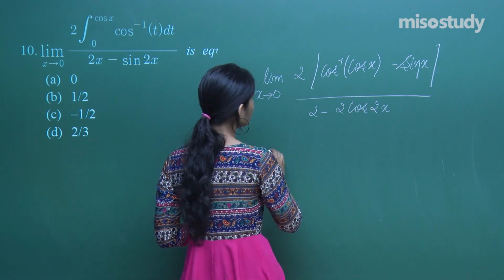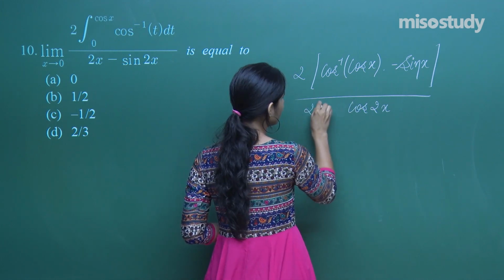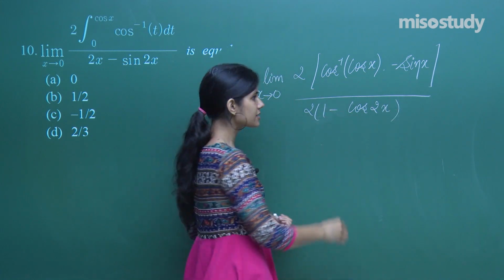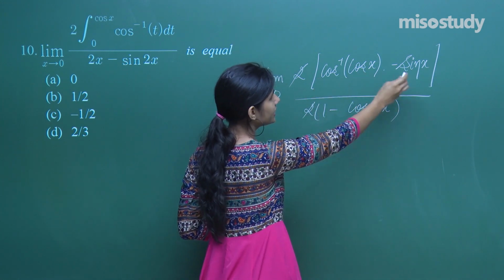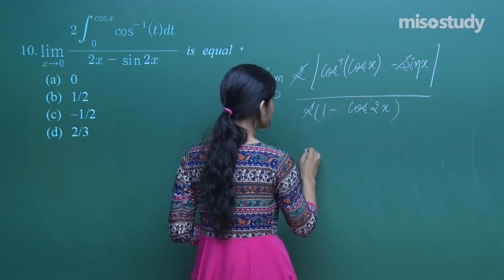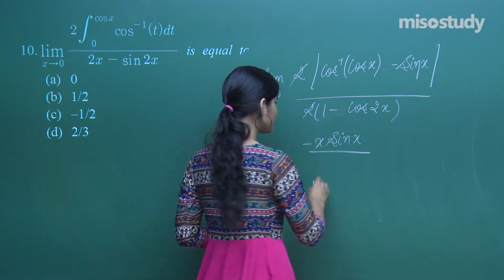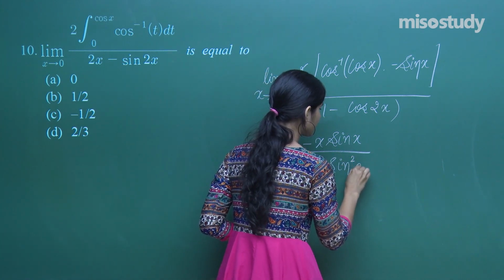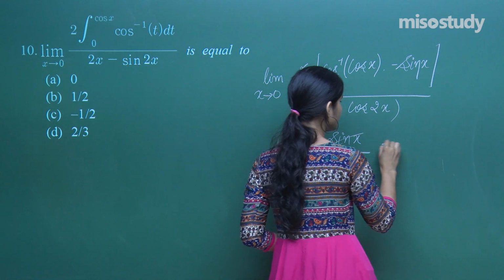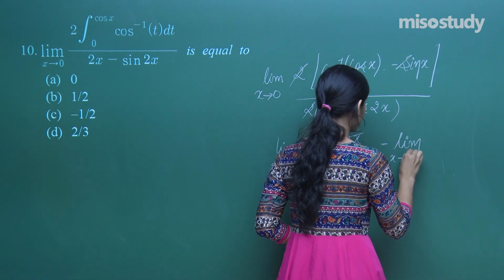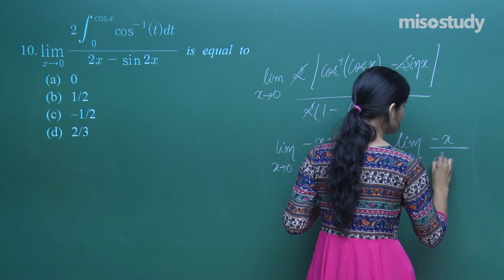Fine. Now you can see from the numerator and denominator 2 can be cancelled, because I can write this as 2 common, 1 minus cos 2x. This 2 gets cancelled out. What you get over here is x into minus sin x, because cos inverse of cos x is x. So minus x sin x upon 1 minus cos 2x, which is 2 sin square x. Limit x tends to 0. You can very clearly see now you are left with limit x tends to 0 of minus x upon 2 sin x.